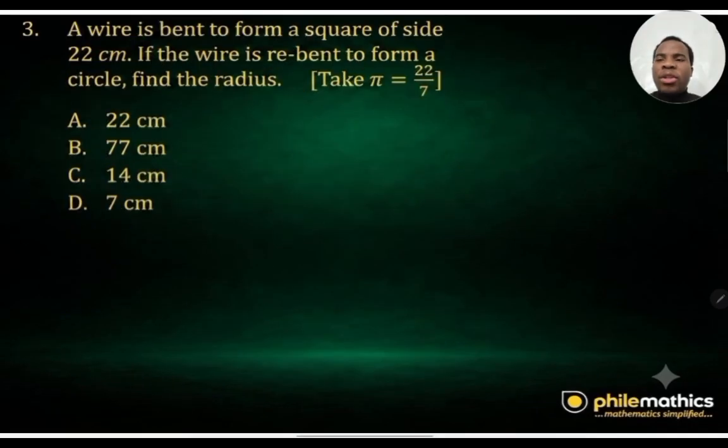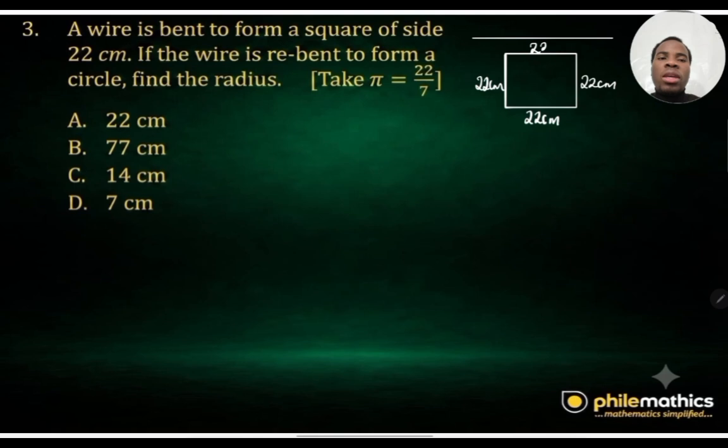This is a tricky question on perimeter of a circle. It says a wire is bent to form a square of side 22 cm. If the same wire is rebent to form a circle, find the radius. So let's assume this is the wire, and we are told that it's bent to form a square. And now this square has each side 22 cm. This 22 cm, this 22 cm, this 22 cm, and this 22 cm.